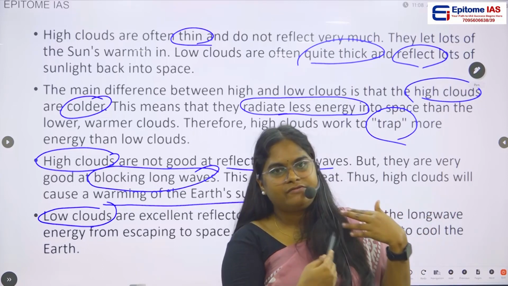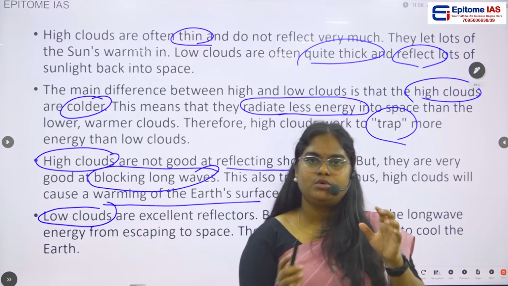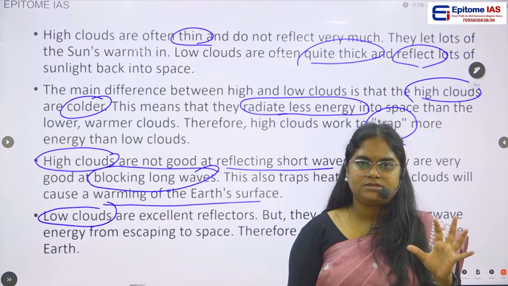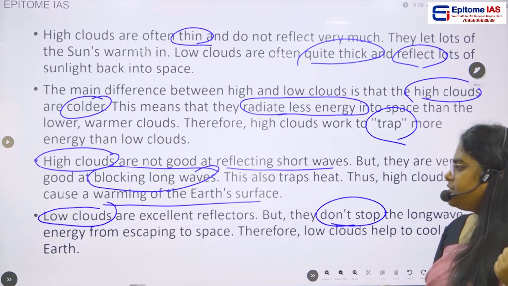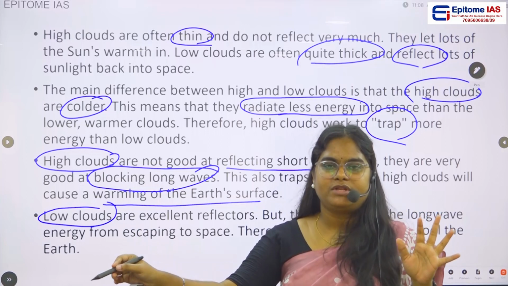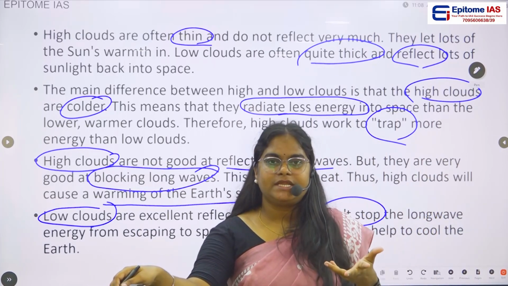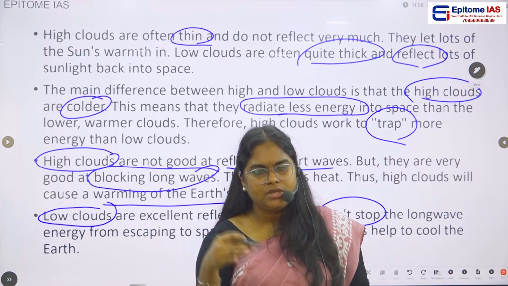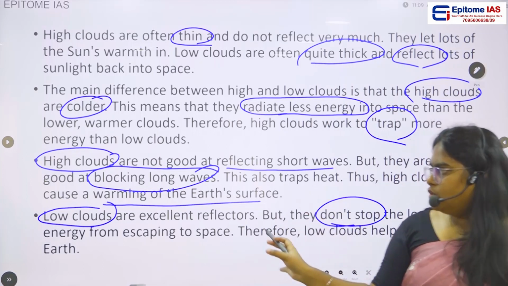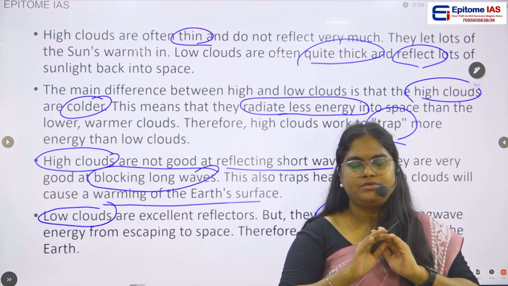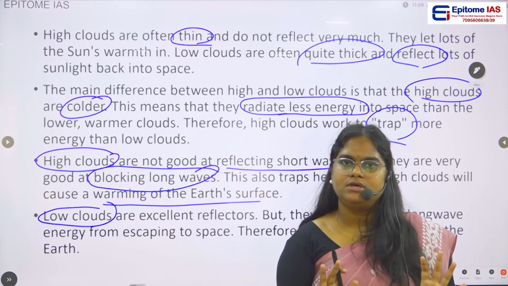First of all, they are reflecting the majority of the incoming solar radiation, so they will help in cooling down the earth's surface. Okay, first point. Then they don't stop the long wave radiation from escaping to space. In the case of long wave radiation, that is the terrestrial radiation, they let the terrestrial radiation escape to space.